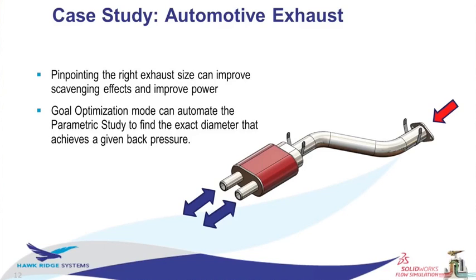So for example, with the case of automotive exhaust, you typically want to maximize the exhaust velocity. That helps what we call exhaust scavenging effects. And you definitely want to limit the back pressure as well. You don't want too much resistance. So a lot of times designers are trying to pick an exhaust that provides just the right amount of back pressure. So if we knew what that value was, we could use the parametric study in flow simulation to automatically find the value of a dimension that gives us that output. So this is similar to the optimization mode of the design study in SOLIDWORKS simulation.